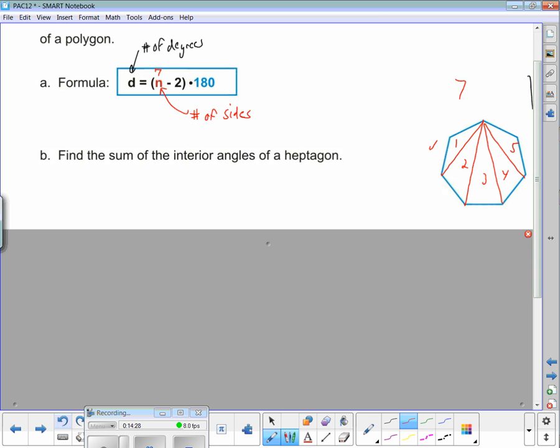All right, if you understand that or not, it doesn't really matter. Just the fact that you can use the formula is all you really need. So when we look at a problem like B, it says find the sum of the interior angles of the heptagon. We don't even really need a picture. When we see the word heptagon, we know we have 7 sides, right?